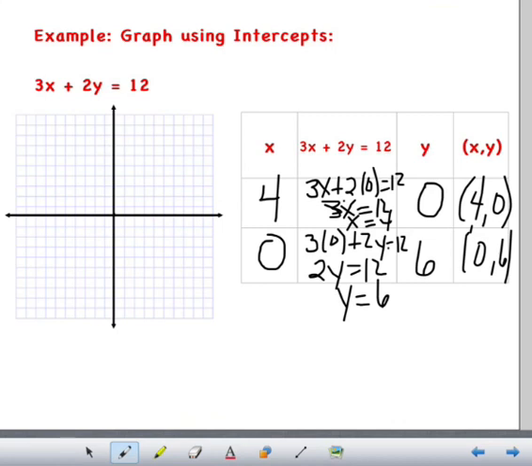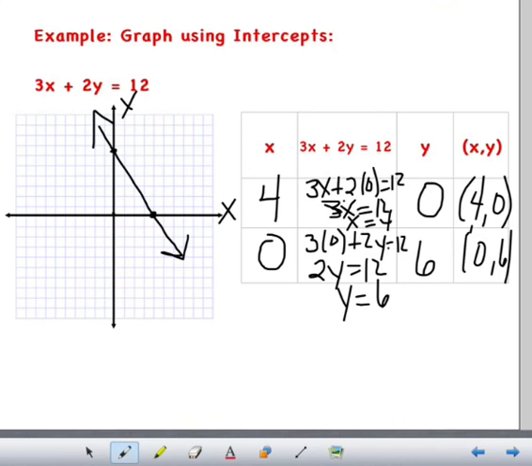So now all I've got to do is plot those points. 4, 0: come out on my x-axis to 4, 1, 2, 3, 4, 0 on my y. Then 0, 6: go to 0 on my x, up to 6 on my y, 1, 2, 3, 4, 5, 6. And then I just draw my line. Again, you'll want to use your ruler so you get a nice straight line. There I have now graphed that line using intercepts. So now you know two ways of graphing that line. You can make a table or you can use intercepts.